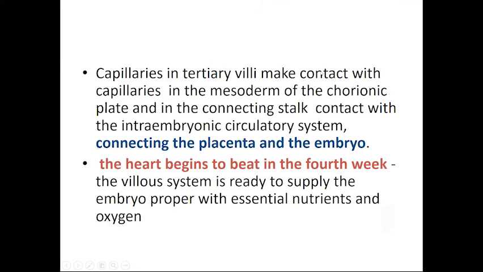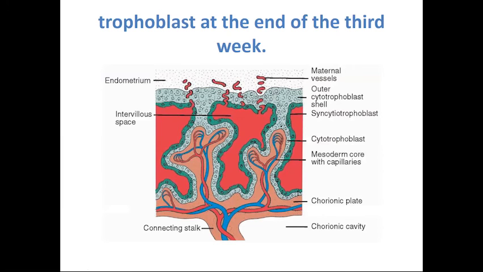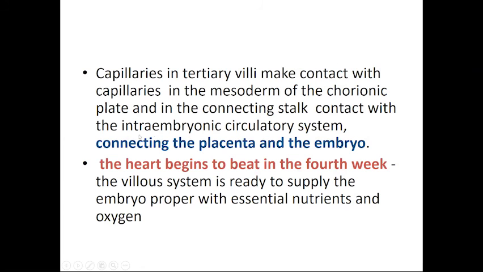Capillaries in the tertiary villi make contact with the capillaries in the mesoderm of the chorionic plate. The chorionic plate was that which was there on the outer side, on the inner side of the cytotrophoblast, and in the connecting stalk. Let me show you this. This is the chorionic plate at the end on the outer side. The mesoderm in the connecting stalk contacts the intraembryonic circulatory system, connecting the placenta and the embryo. So all this is going to be connected when you talk about the placenta.